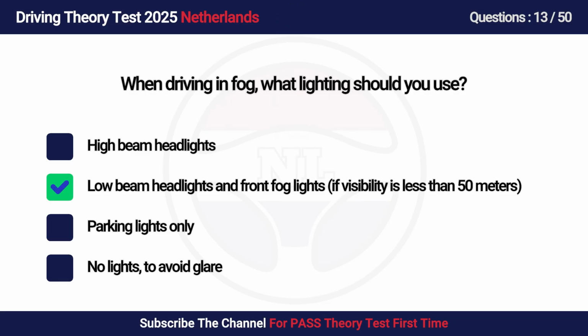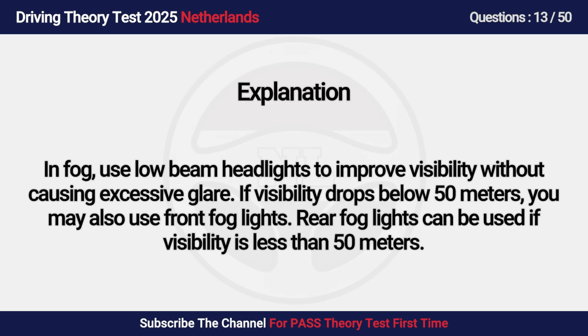Answer is B. Low beam headlights and front fog lights if visibility is less than 50 meters. In fog, use low beam headlights to improve visibility without causing excessive glare. If visibility drops below 50 meters, you may also use front fog lights. Rear fog lights can be used if visibility is less than 50 meters.